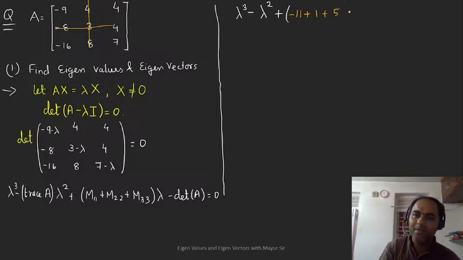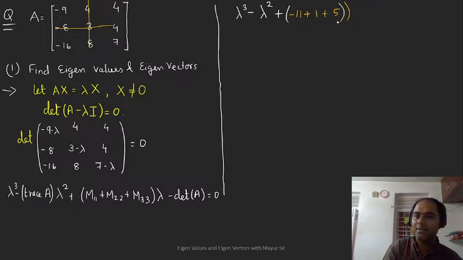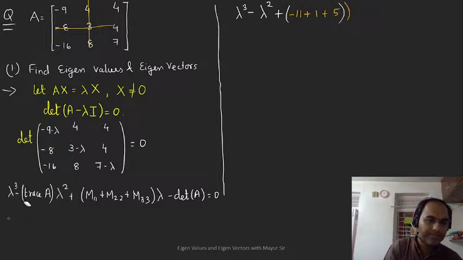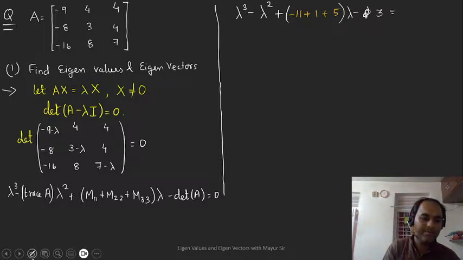Okay, I hope you got that. M33 is obtained by deleting the third row and the third column. I'll erase this here and this here also. The determinant is 3, right? Just check on your calculator that you get determinant equal to 3.